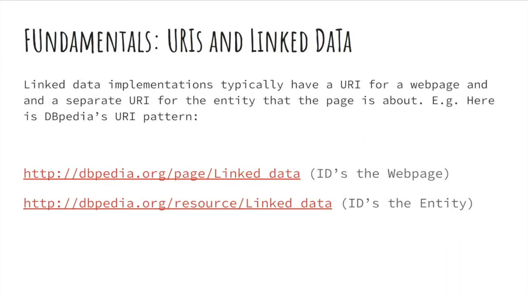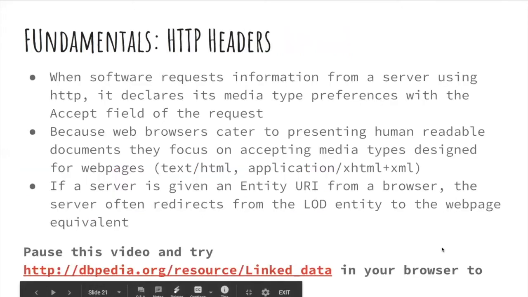Linked data implementations typically have a URI for a web page and a whole separate URI for the entity that the page is actually about. So for example, here in DBpedia's URI pattern, we see a page URI for the concept of linked data and a separate resource URI for the concept of linked data itself. So that middle pattern is really important when telling tools that you want to either see a page or a more linked data RDF ready application can use this other URI.